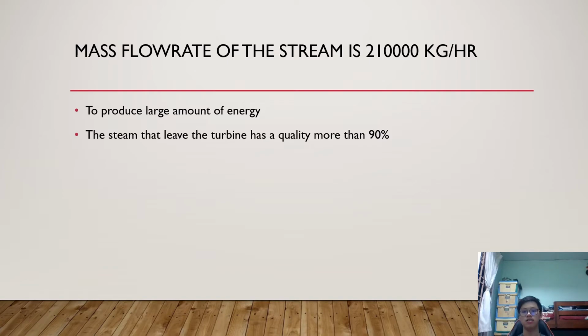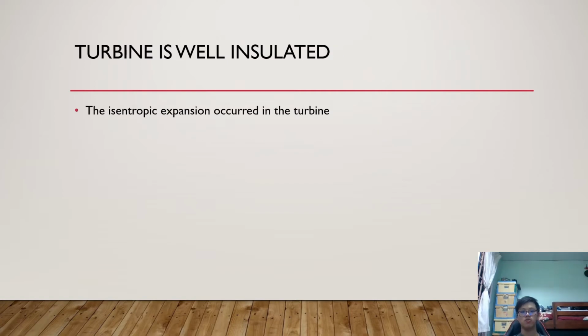This assumption is obtained by using the ICON simulation software by trial and error method, which gives a result where the steam that leaves the turbine has a quality of more than 90%. This factor is important because steam that has lower than 90% quality will cause erosion on the turbine blade. The next assumption is the turbine is well insulated.